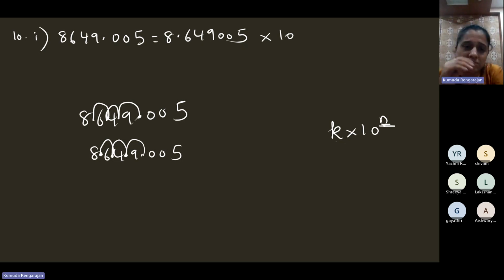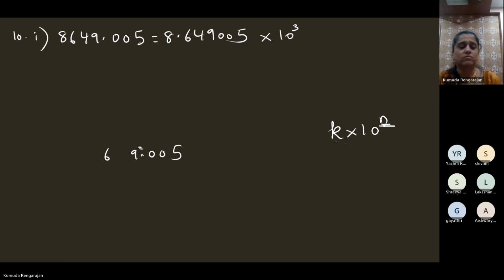So here the number in the question is 8,649, and you have brought it down to 8. You have reduced it. You have made it 8 point something. So raise 10 to a positive power. And the power will be the number of places you've shifted the decimal point, 3 places. 1, 2, 3. So it's a positive 3.